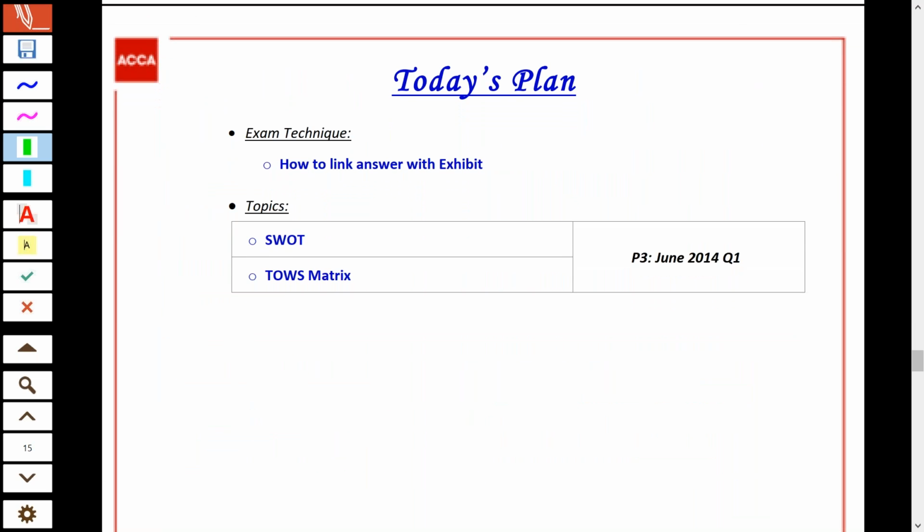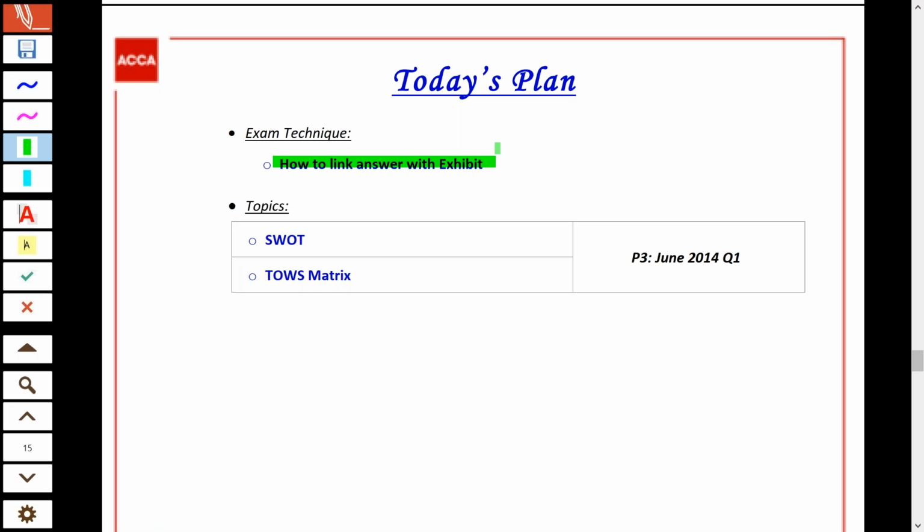Right, so today's plan. Today I will teach you how to link answers with exhibit. So you remember, mistake number one: the students don't link the answers. So today I will teach you how to link your answers, and I will give you a technique for both manual students, and also I will teach you for the CBE paper.